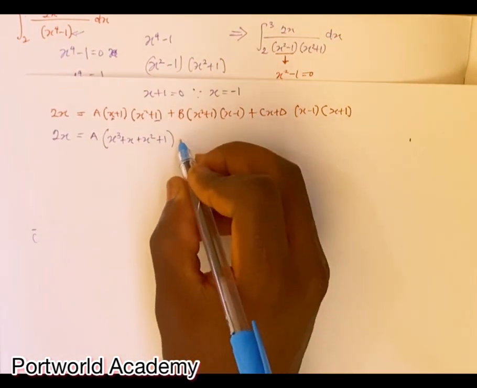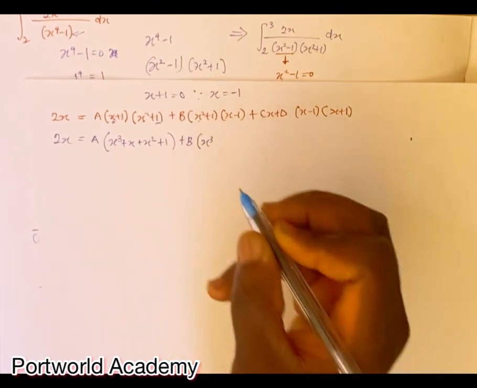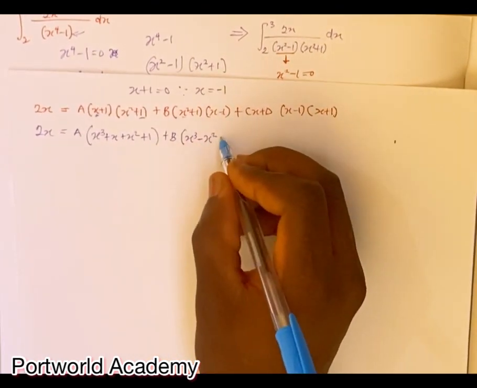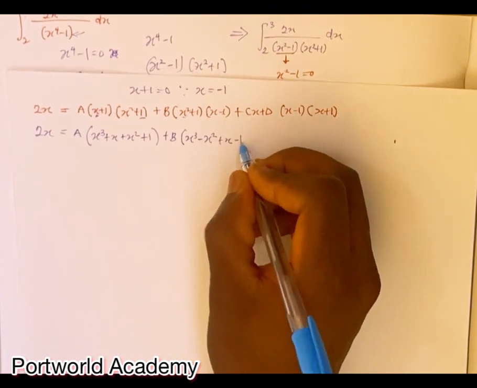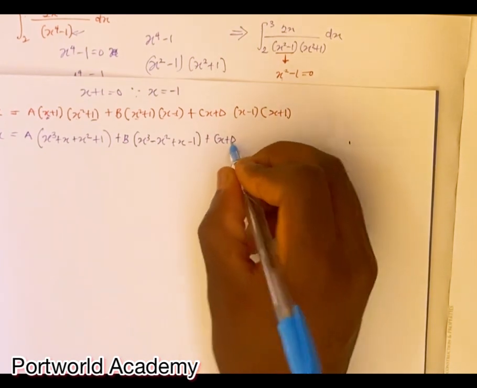So here let's go ahead, plus b into brackets. This time this will give me x raised to power of 3. Then this time this will give me minus x squared. Then I'm going to have plus x, then minus 1. Let's close it. Then plus cx plus d into brackets.